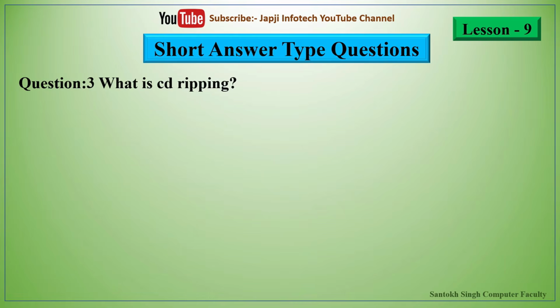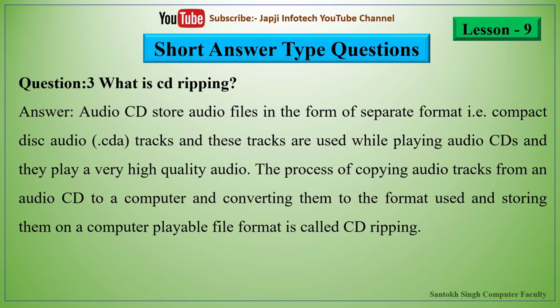And third one is: what is CD ripping. Audio CDs store audio files in the form of separate files, that is, compact disc audio CDA tracks, and these tracks are used while playing the CD and they play very high quality audio.